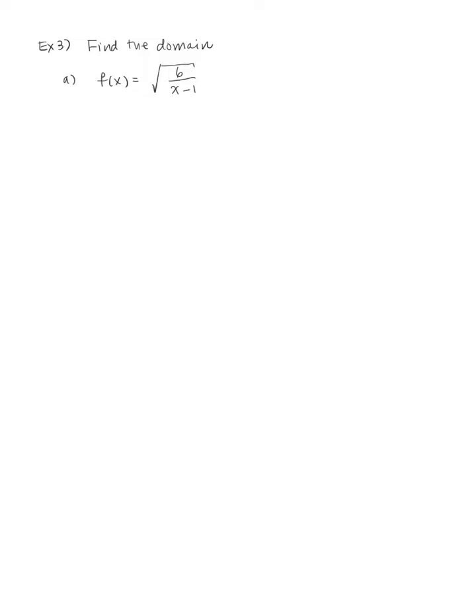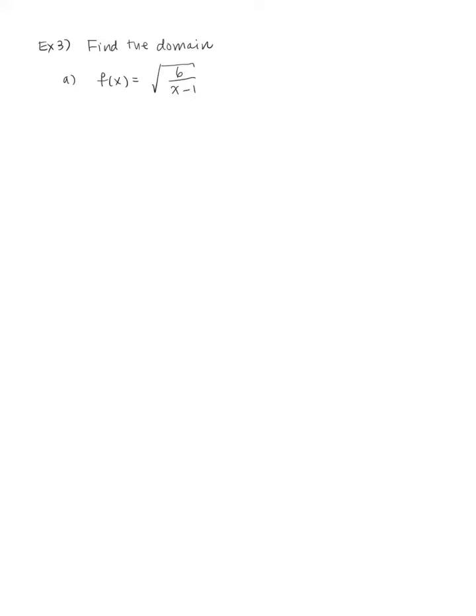All right, now let's take a look at something like this. Find the domain of f of x equals square root of 6 over x minus 1. Do you notice any difference between this problem and the previous problems that we did? Yep, we got the fraction going on inside of the radical. So that will be the only difference. But let's take this step by step.